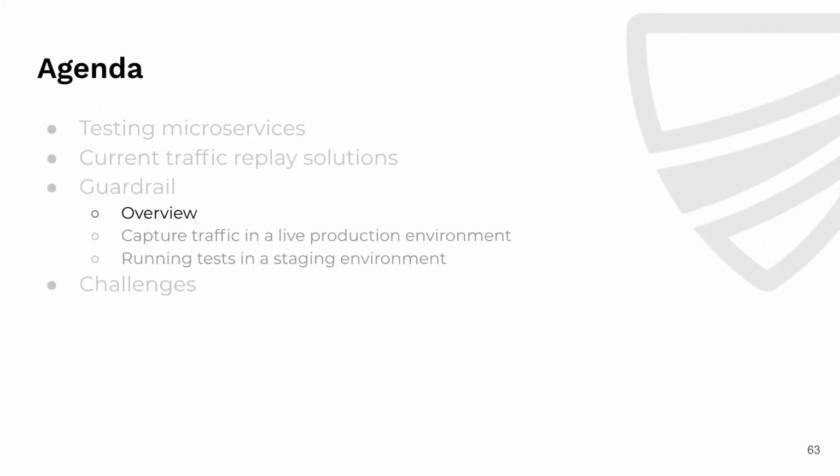So we are capturing traffic in production. Then we have to replay it in staging. That means we have to build for two different environments. So I'm going to show you the overview of Guardrail, its two parts, and then go into detail with a demo. And then I'm going to show how Aaron can detect potential problems early on.